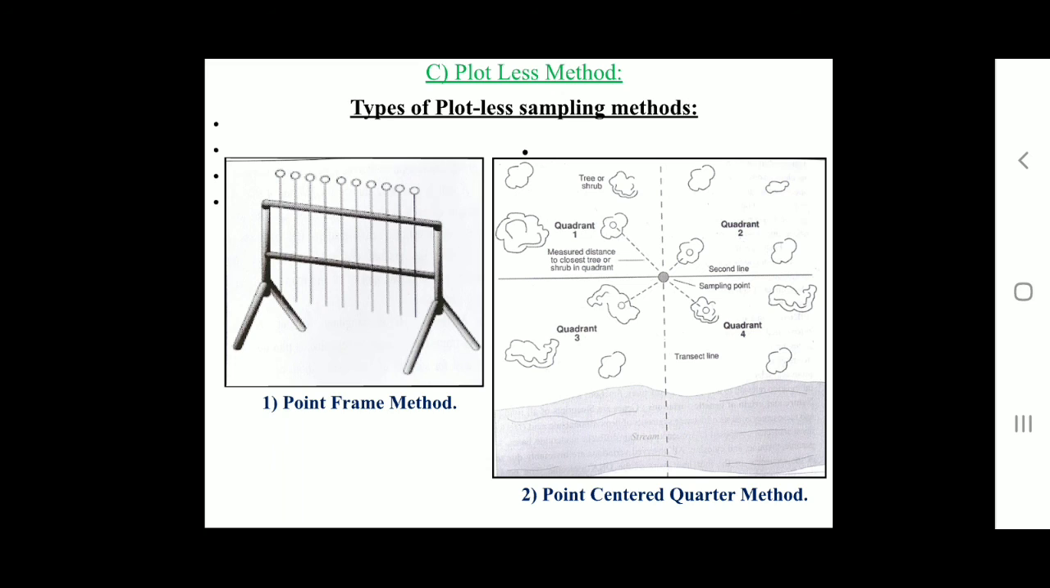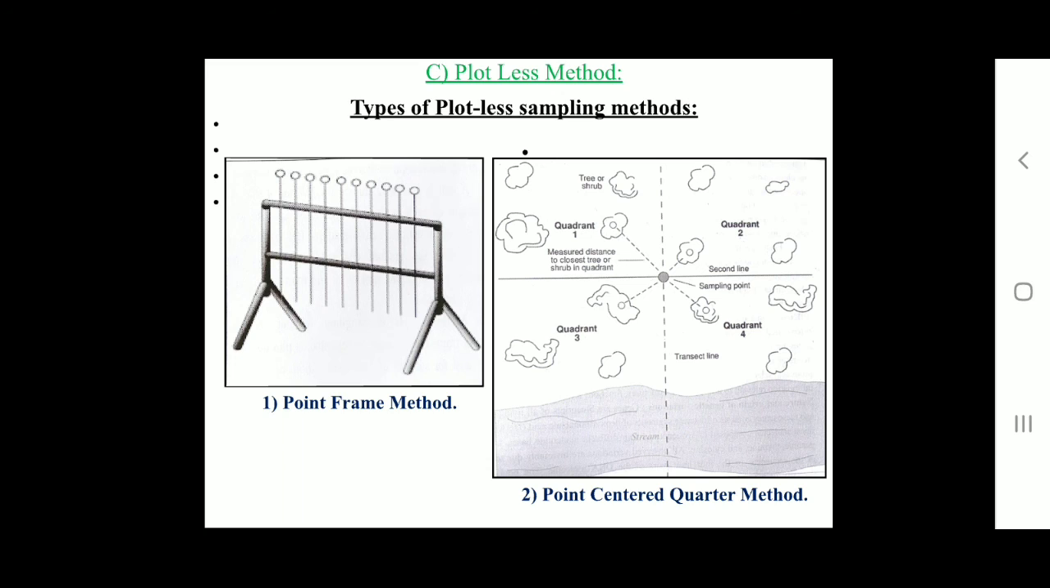Okay, then there is the second type, that is the point centered quadrat method. This method was developed by Cottam and Curtis in 1956. It eliminated the use of any frame. A brass needle or a nail fitted at the top with a rubber cork and compass needle is fixed at a random or in a desired direction at desired distances at several consecutive points.